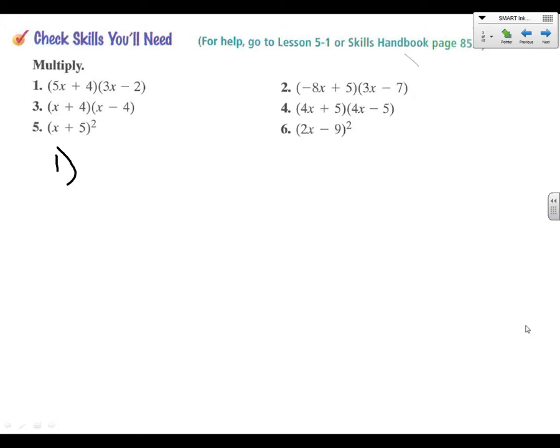Remember that x plus 5 squared is x plus 5 times x plus 5, right? So make sure you don't just square the x and the 5. You've got to FOIL it all the way out.